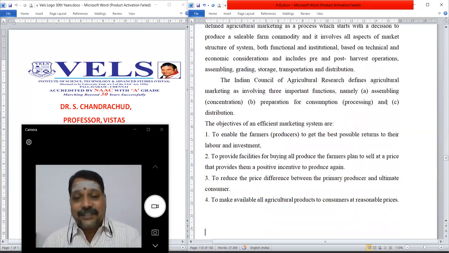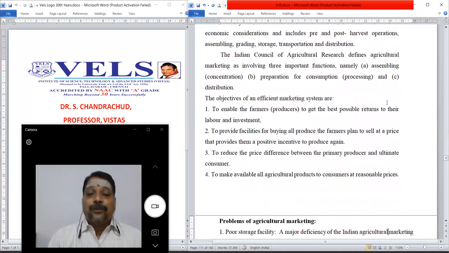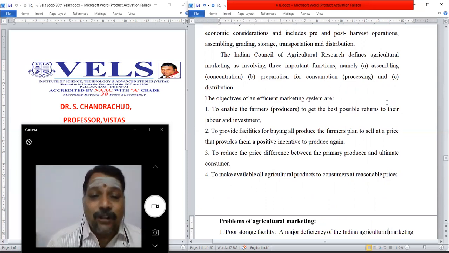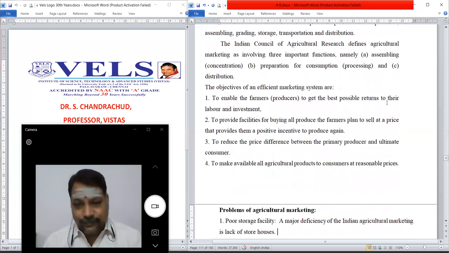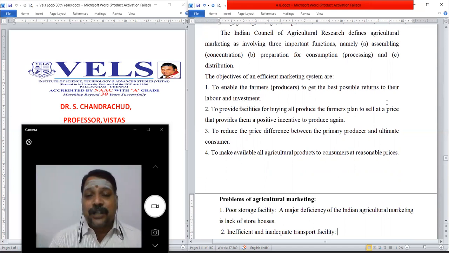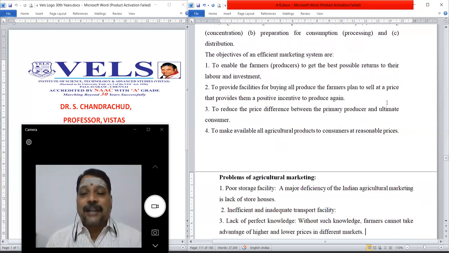So let us list out the objectives. The objective of agriculture marketing is to enable the farmers, that is the producers, to get the best possible return on their labor and investment. The second objective is to provide facility for buying all the produce the farmers plan to sell, at a price that provides them a positive incentive to produce again. The third objective is to reduce the price difference between primary producer and ultimate consumer. And the last one is to make all the agricultural products available to the consumer at a reasonable price.